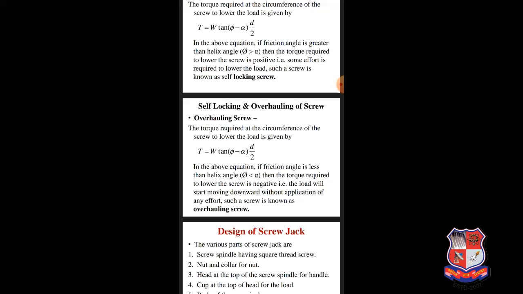So these are the two important conditions of the screw jack. What is self-locking of the screw and what is the overhauling concept? Two important conditions to be remembered, which determine what type of screw jack it will be. Actually, the aim of the screw jack design is to have the self-locking condition.